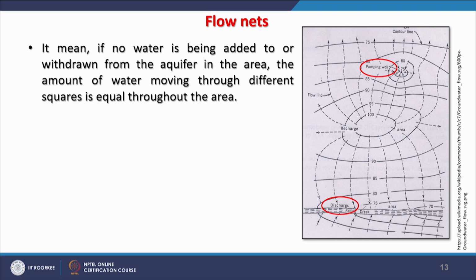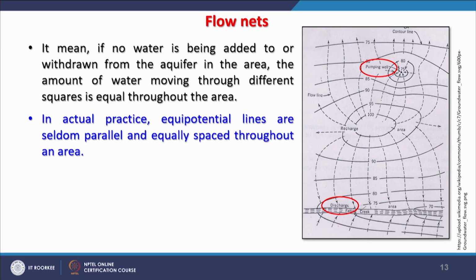So that means neither withdrawal nor discharge is happening. But this is truly an ideal condition. In natural conditions, as just mentioned, it does not happen like this. The square-shaped boxes between the flow lines and contour lines will not be there. So in actual practice, these equipotential lines or contour lines are seldom parallel. They are not parallel and equally spaced throughout an area.